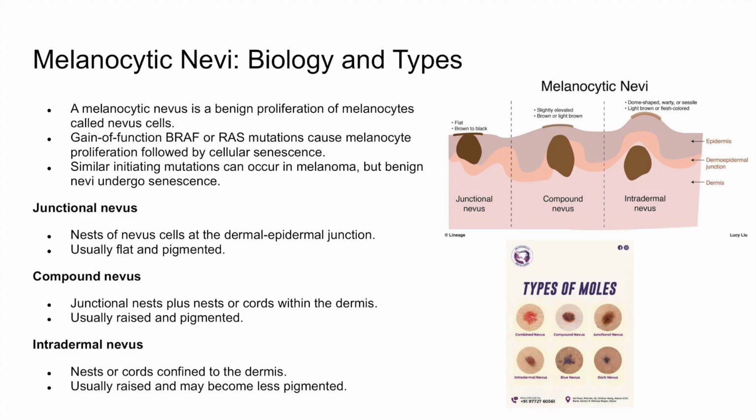Nevi are classified by where the cells are located. In a junctional nevus, the nests remain at the dermoepidermal junction, producing a lesion that is usually flat and pigmented. A compound nevus contains cells that are both at the junction and within the dermis, so it is commonly raised and pigmented. An intradermal nevus has cells confined to the dermis and is generally raised, but may become lightly pigmented or flesh-colored. This progression helps explain why many moles become more elevated and less pigmented with age.